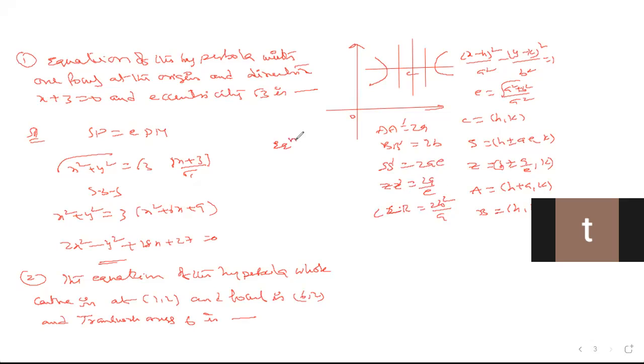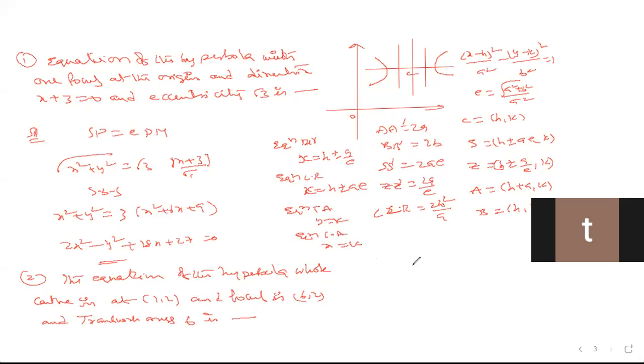The equation of directrix is going to change: x is equal to h plus or minus a by e. Equation of latus rectum: x is equal to h plus or minus ae. Equation of transverse axis: y is equal to k. Equation of conjugate axis: x is equal to h. If you remember these, we can write them. We need not worry about whether it is parallel or vertical.